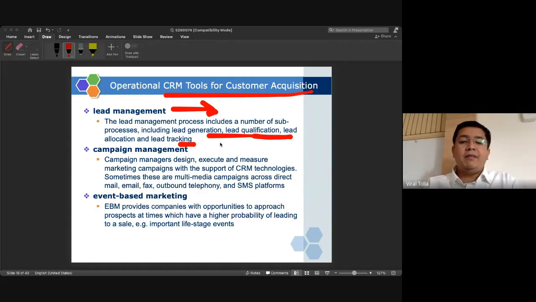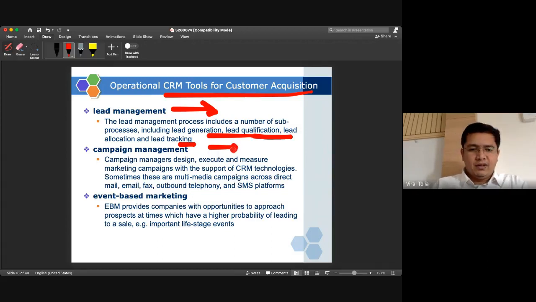The other one is campaign management. Let's say a company has designed a campaign related to the business. What do campaign managers do? They basically execute and measure the marketing campaign with the support of CRM technologies. With the help of customer relationship management tools and techniques, they will launch a particular campaign, execute it, and try to connect to you in multiple formats. Let's say it is an exhibition that has taken place, and finally when you come to that exhibition, that means success for this brand, and this is what you have to know.